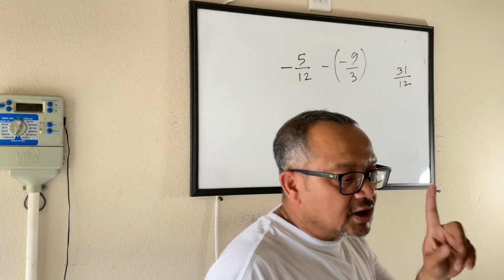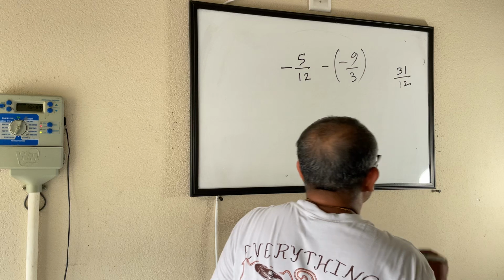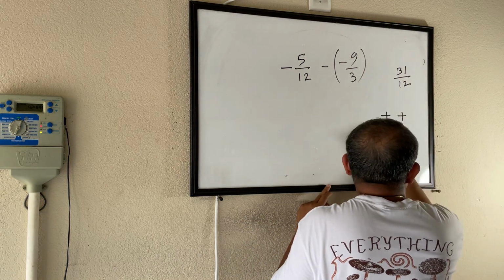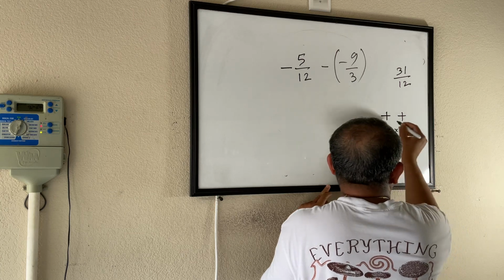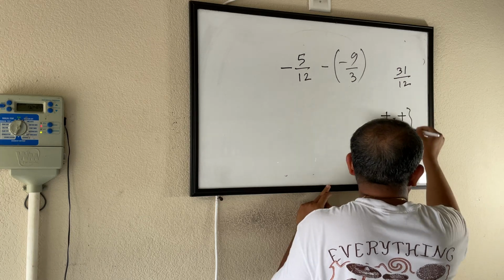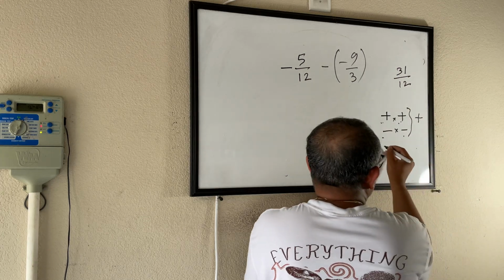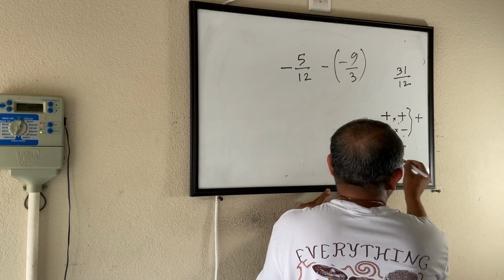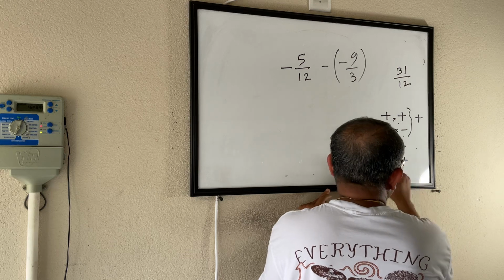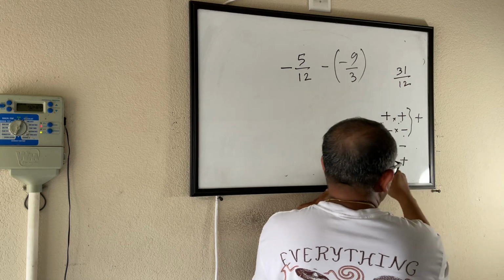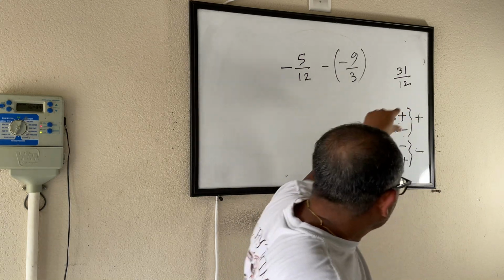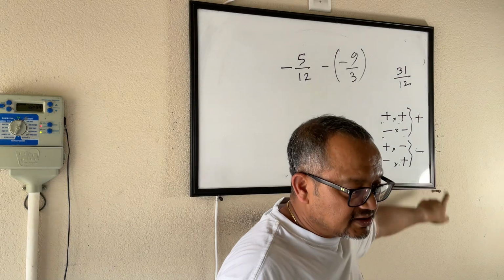I'll give you one rule of thumb. When you multiply similar symbols, plus into plus or minus into minus, same symbols, you get a plus. When you multiply opposite or different symbols, plus into minus or minus into plus, you get a minus. Same symbols will get you plus, opposite symbols, when you multiply them, you'll get a minus.